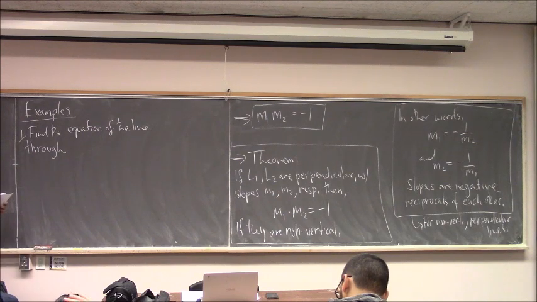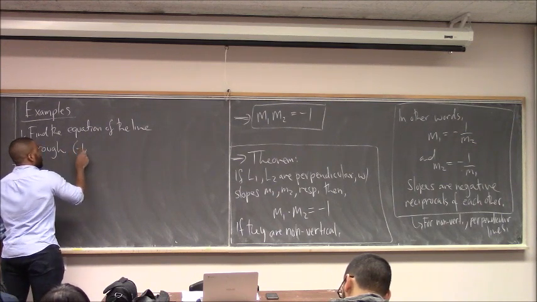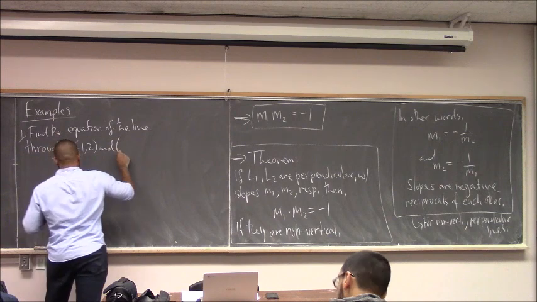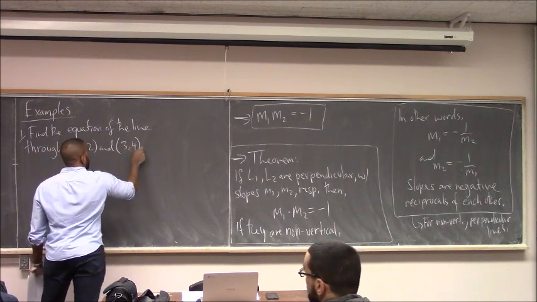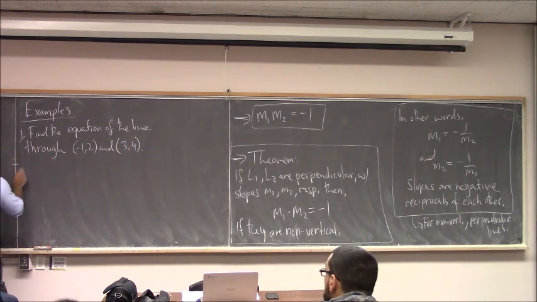So suppose I know a line passes through 2 points, (-1, 2) and (3, 4). Find the equation of such a line.